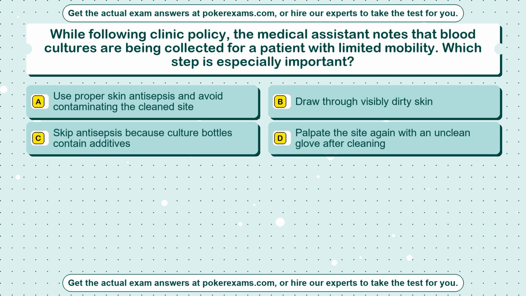Question 27. While following clinic policy, the medical assistant notes that blood cultures are being collected for a patient with limited mobility. Which step is especially important? Option A, use proper skin antisepsis and avoid contaminating the cleaned site. Option B, draw through visibly dirty skin. Option C, skip antisepsis because culture bottles contain additives. Option D, palpate the site again with an unclean glove after cleaning.